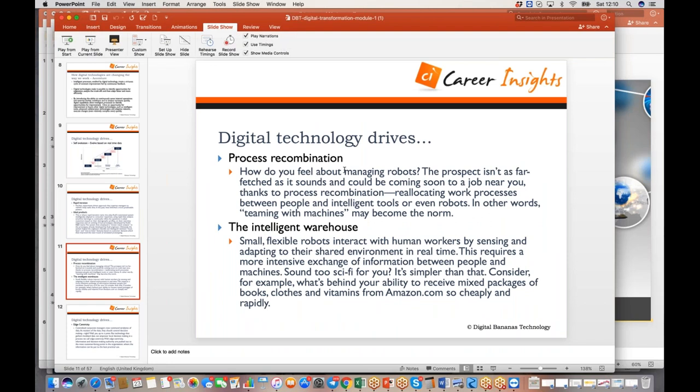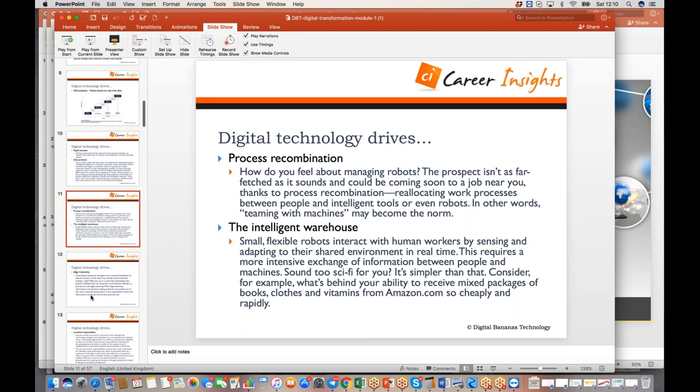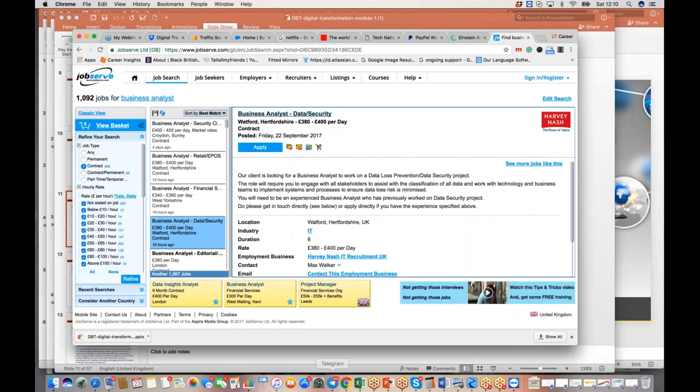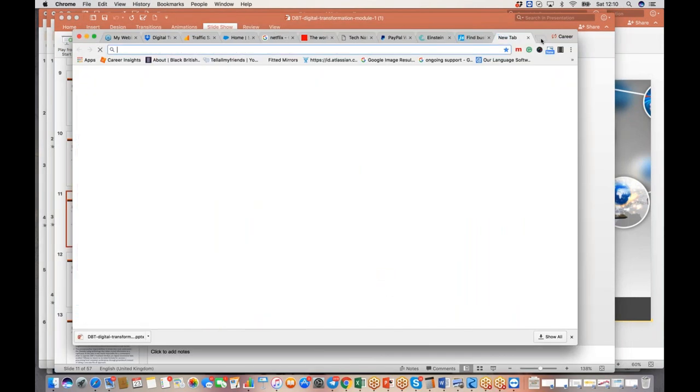We have what we call process combination, the ability to combine robots and human beings together. People are now working with robots. Have an intelligent warehouse. Amazon is very good with that, whereby they have a warehouse where it's only robots that are there. There are no people there at all. So robotics are taking jobs. Let me quickly show you something. I just want to show you something because there are things you should know.